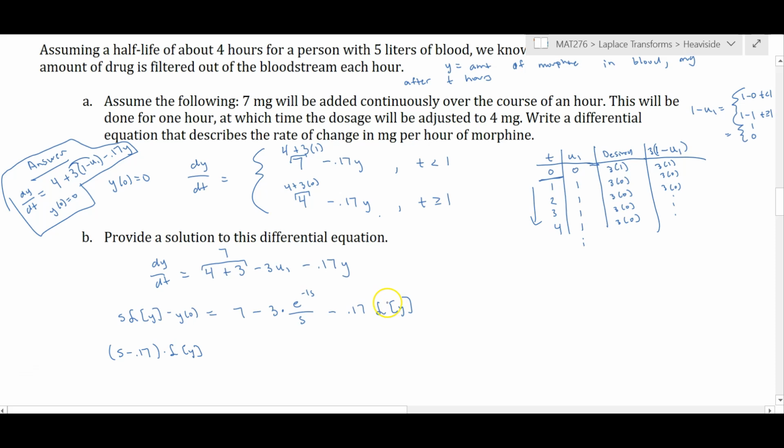You're like, what are you doing there? Well, if you add over the 0.17 Laplace of y, you'll have 2 terms involving Laplace of y, s Laplace of y, and then plus 0.17 Laplace of y, and then you factor out a Laplace of y from that. This, by the way, gives us 0, because that's our initial condition. And now, oops, I didn't take the Laplace of 7. The Laplace of 7 is 7 over s. And so we get 7 over s minus 3e to the negative 1s over s.